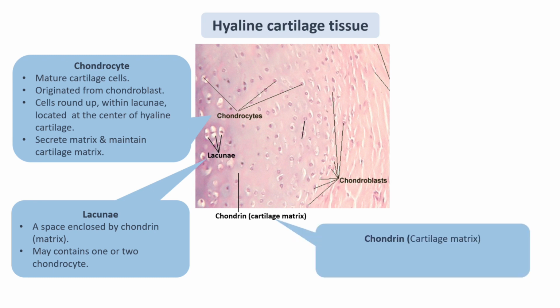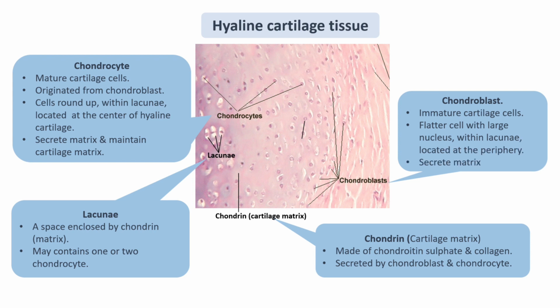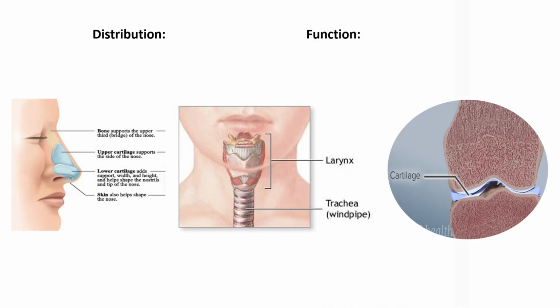The matrix of cartilage is known as chondrin. It is made of chondroitin sulfate and collagen. It is secreted by chondroblasts and chondrocytes. Chondroblast is an immature cartilage cell. It has flatter cells, with a large nucleus, within lacunae, which are located at the periphery of cartilage tissue. Its main function is to secrete matrix.